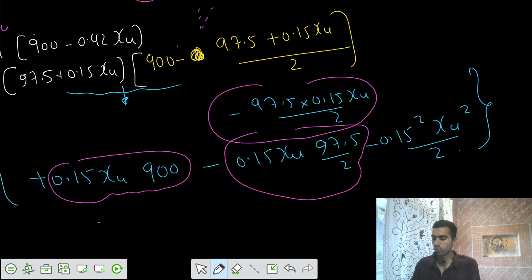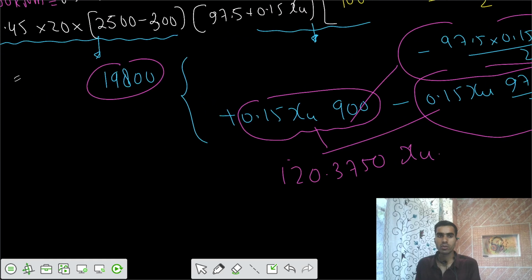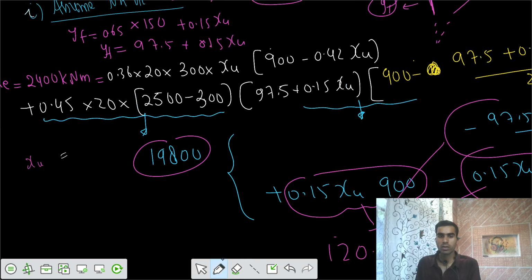Then we have positive 900 into 0.15, that is positive. Then we have negative 0.15 into 97.5 divided by 2. So I got the value of 120.3750 XU. So I have to multiply it with the 19800. That's 2383 and some value we got finally.